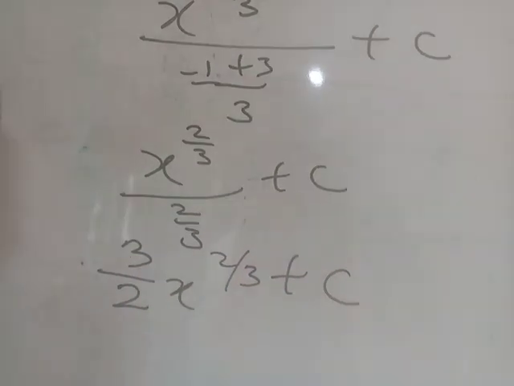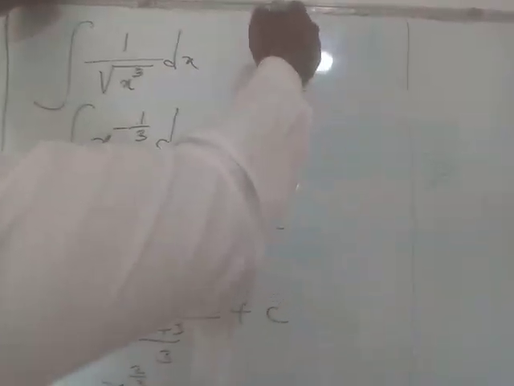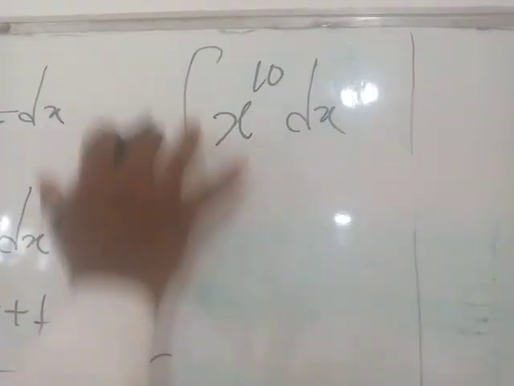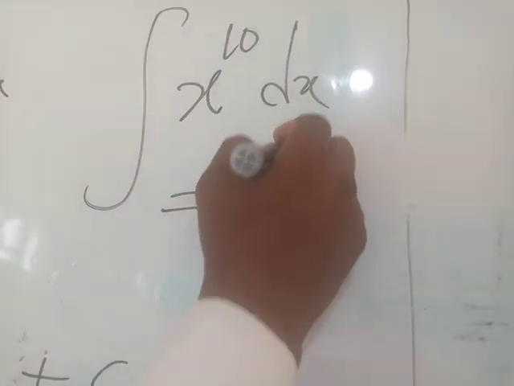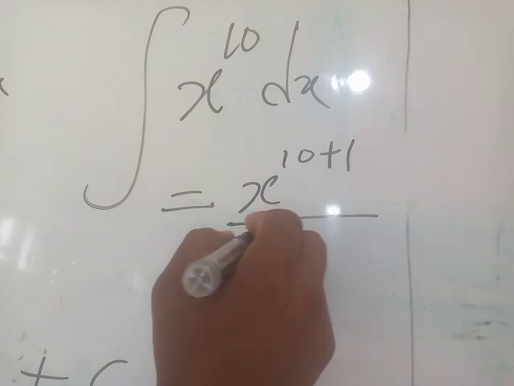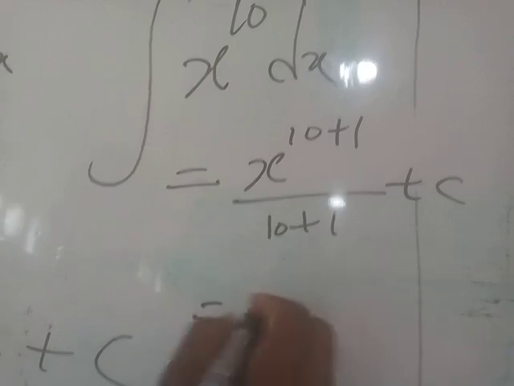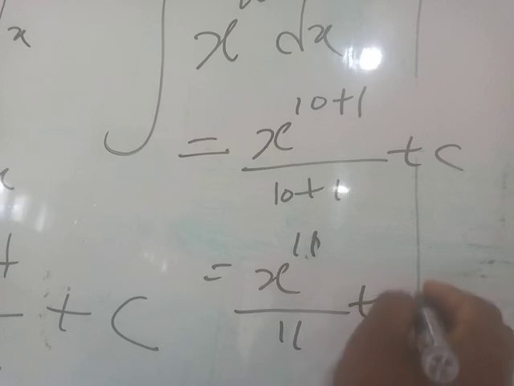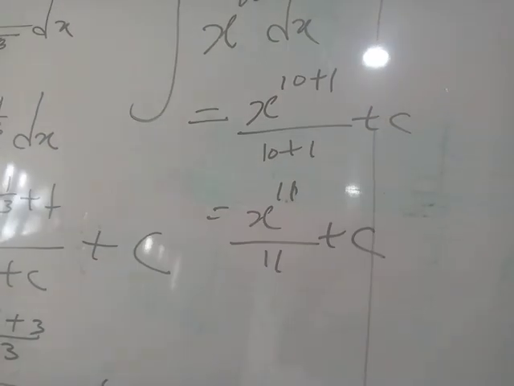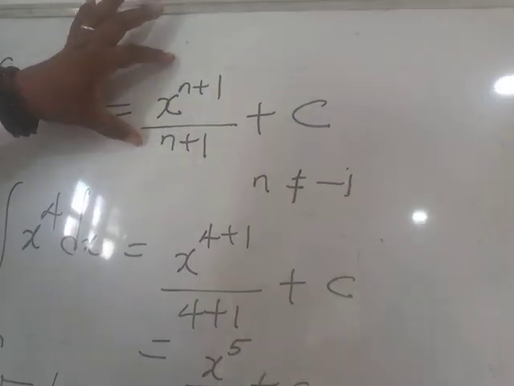So irrespective of how they give us the question, for example, if I'm given the integral of x raised to power 10 with respect to x, using the basic formula, we have x raised to power 10 plus 1 all over 10 plus 1 plus constant of integration. So our x is raised to power 11 all over 11 plus constant of integration. So that is how we use this basic formula to solve.